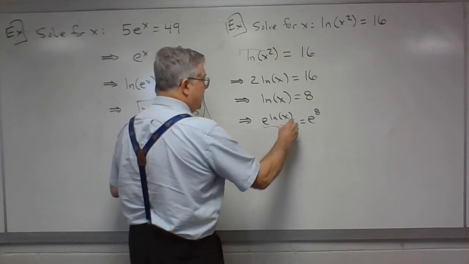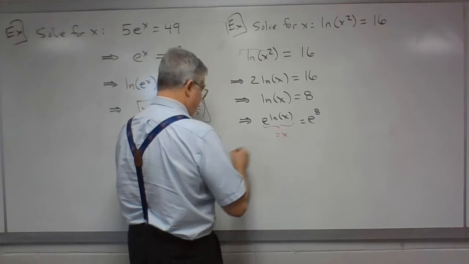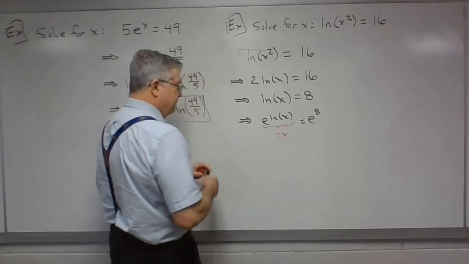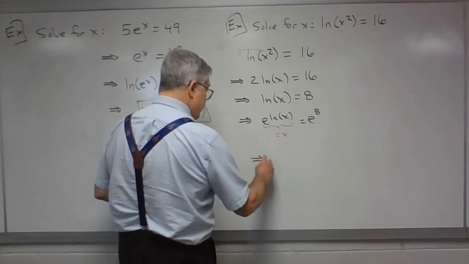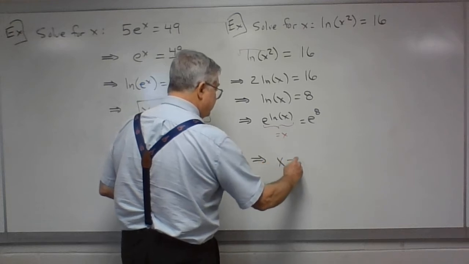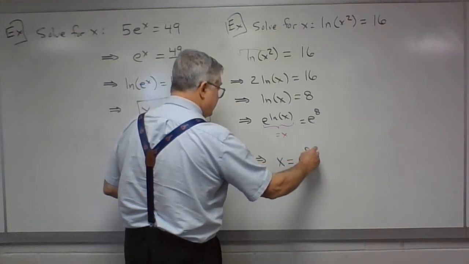E and natural log of x undo each other. So what we get is x equals e to the 8.